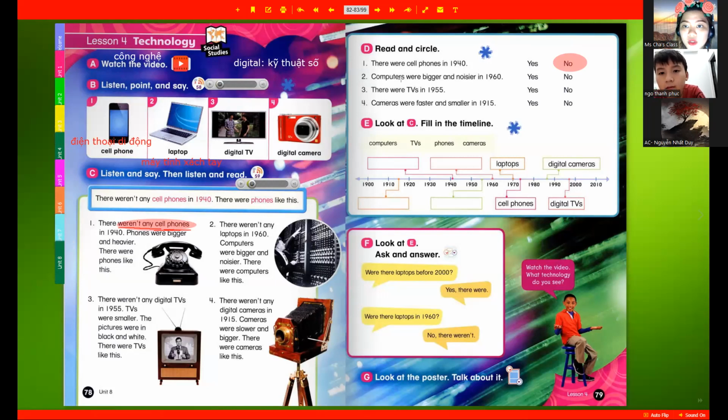How about number 2? Computers were bigger and noisier in 1960. What's the answer? No. The answer is no. You're guessing. How about number 3? There were TVs in 1955. Yes. How about number 4?